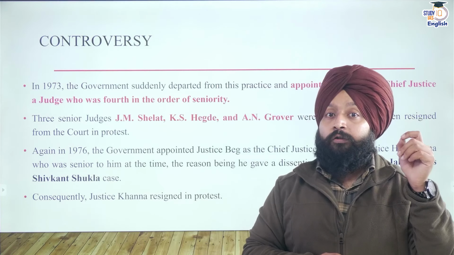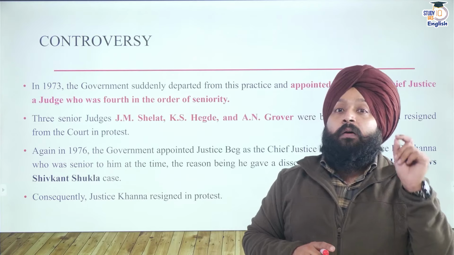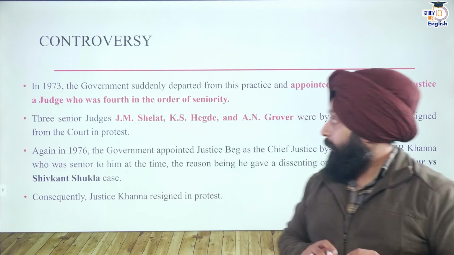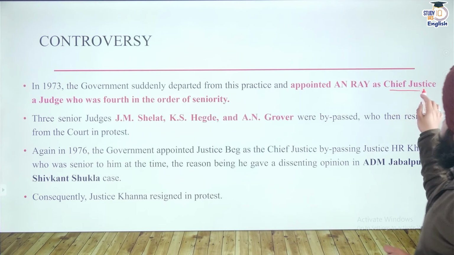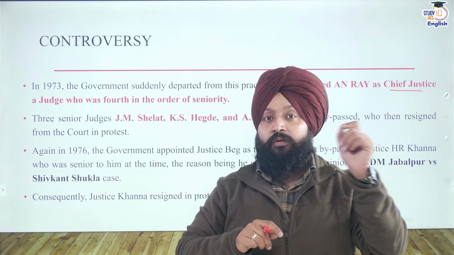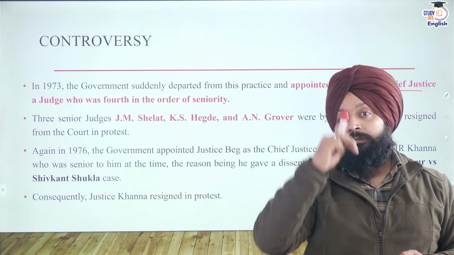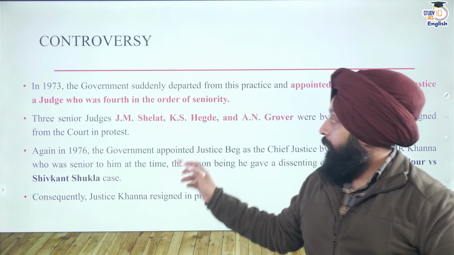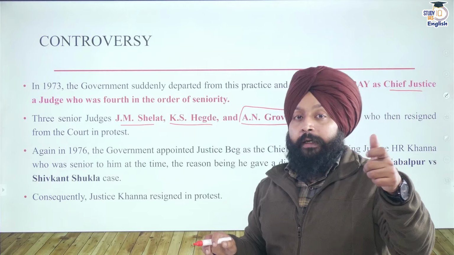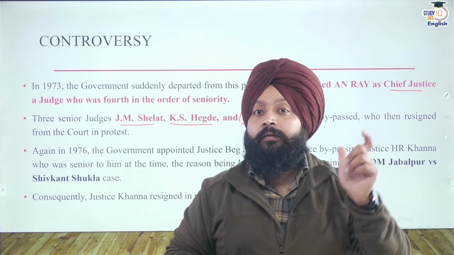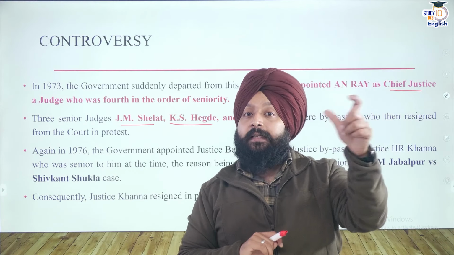But this convention was put to rest by Srimati Indira Gandhi. Obviously, she was the PM then. What happened in 1973? She appointed Justice A.N. Ray as the Chief Justice of India. Now, at that point of time, he was not the senior most judge. At that point of time, there were three judges who were more senior to Justice A.N. Ray. The judges were J.M. Shelat, K.S. Hegde, and A.N. Grover. So when Indira Gandhi appointed Justice A.N. Ray as Chief Justice of India, she superseded these three senior judges. Now these three senior judges, they resigned in protest.